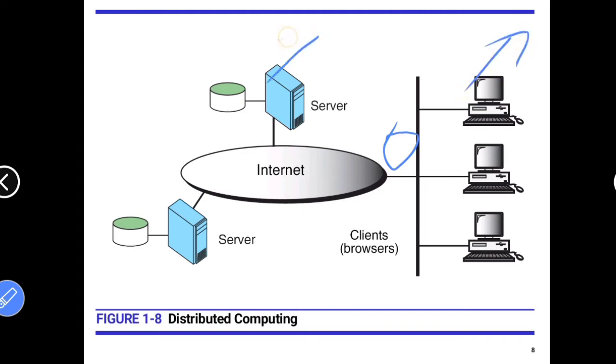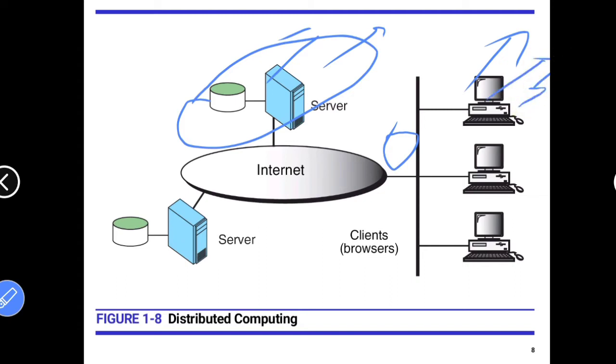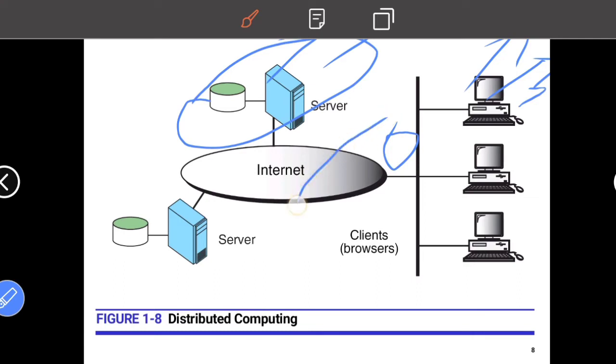YouTube data is stored in particular servers. So for accessing this YouTube data, you open the YouTube application, and YouTube is application software. You open that URL on your machine. That URL communicates with the server with the help of the internet, and you get the data.